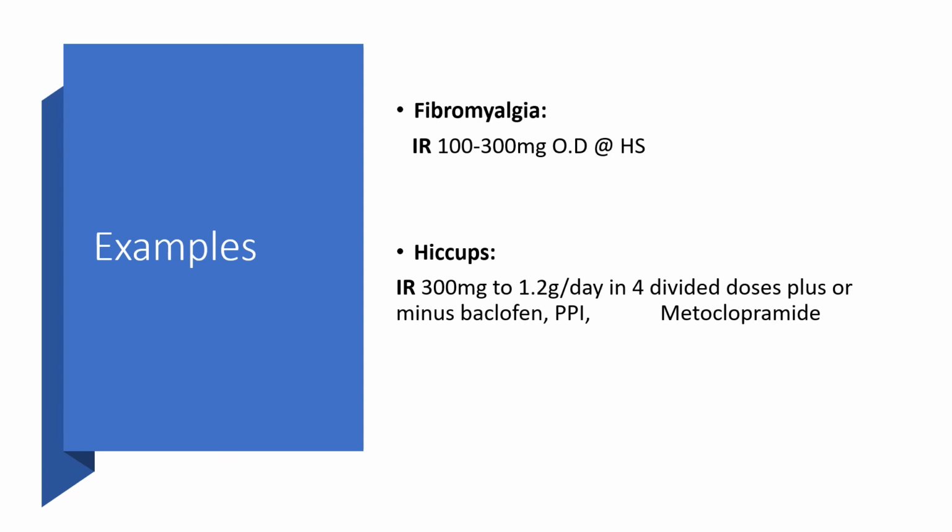In fibromyalgia, we can use immediate release at 100 mg to 300 mg once daily at hour of sleep. And in hiccups, we can use immediate release at 300 mg to 1.2 gram per day in 4 divided doses, plus or minus baclofen, proton pump inhibitor, or metoclopramide.